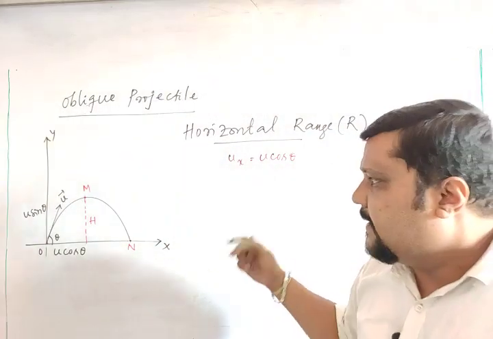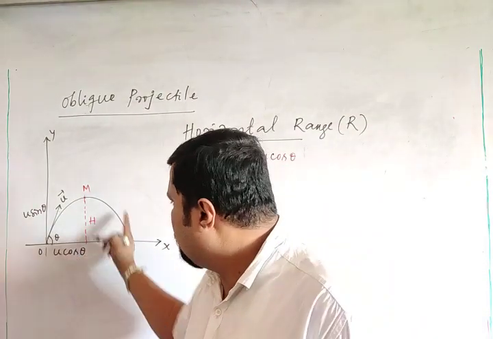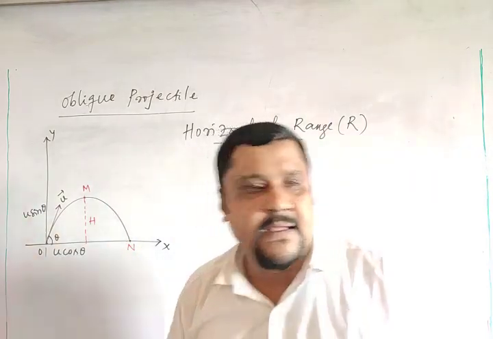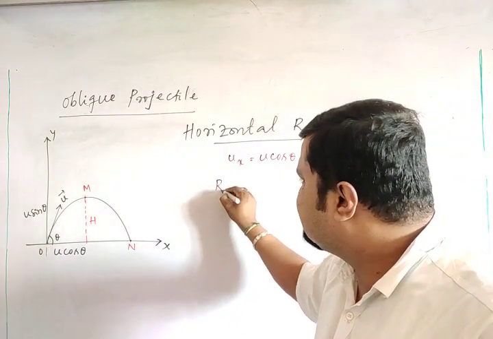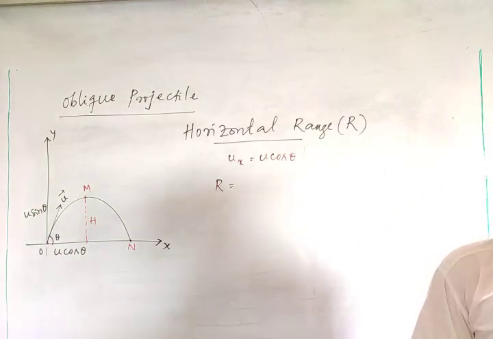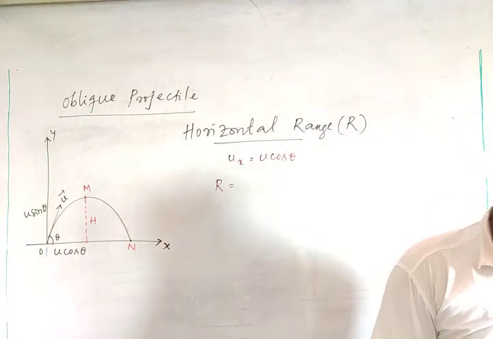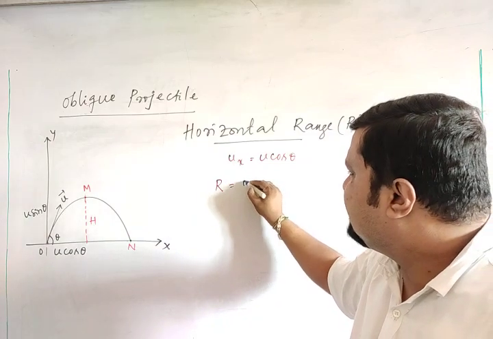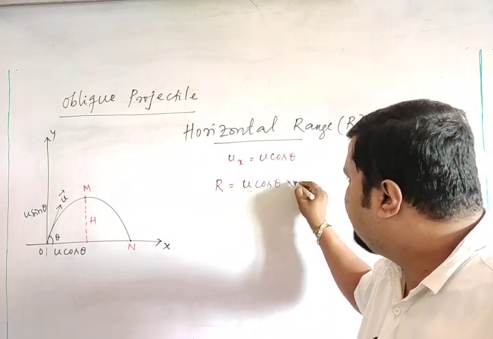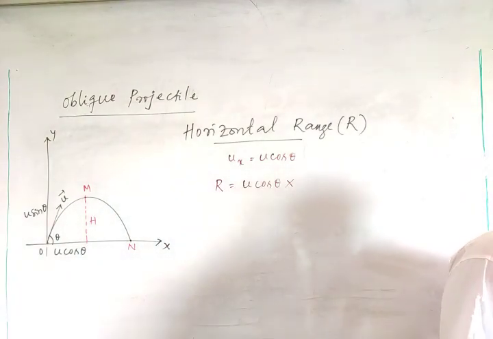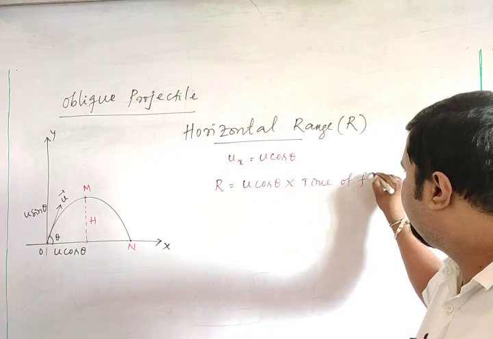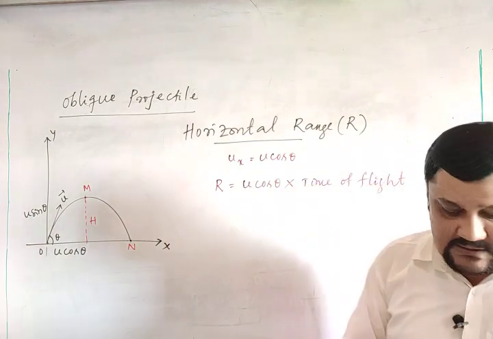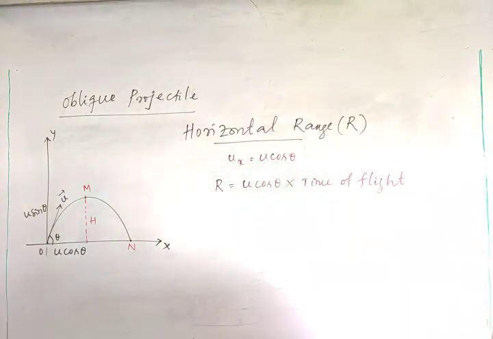As you know, the total time taken to reach from O to N is the time of flight. So the horizontal distance, the horizontal range R, is equal to the velocity, that is u cos theta horizontally, into the time of flight. You can make use of this relation: u cos theta into T.